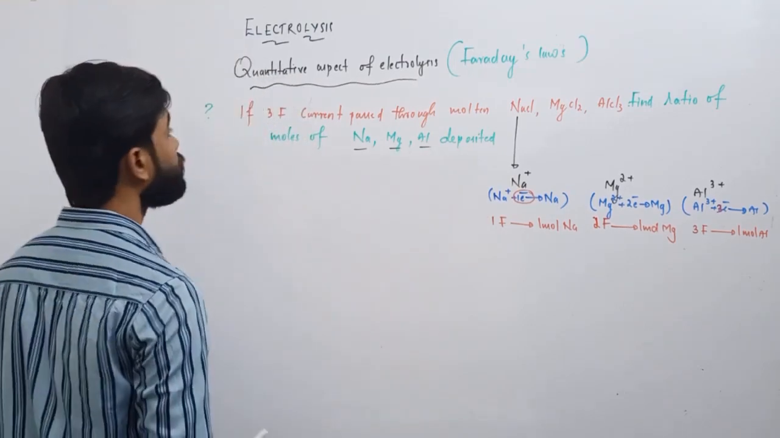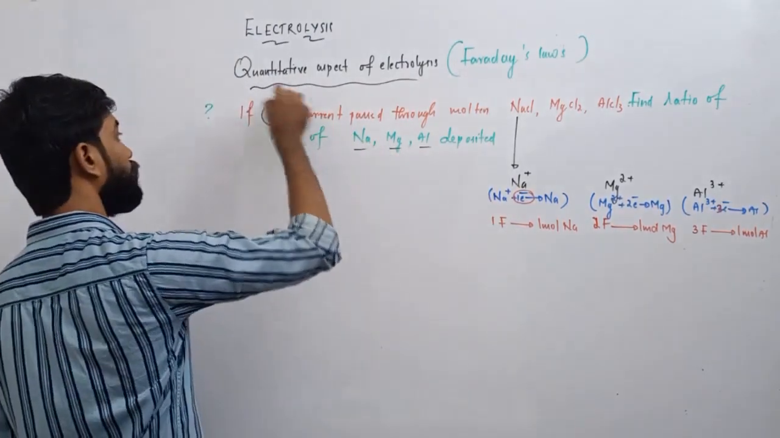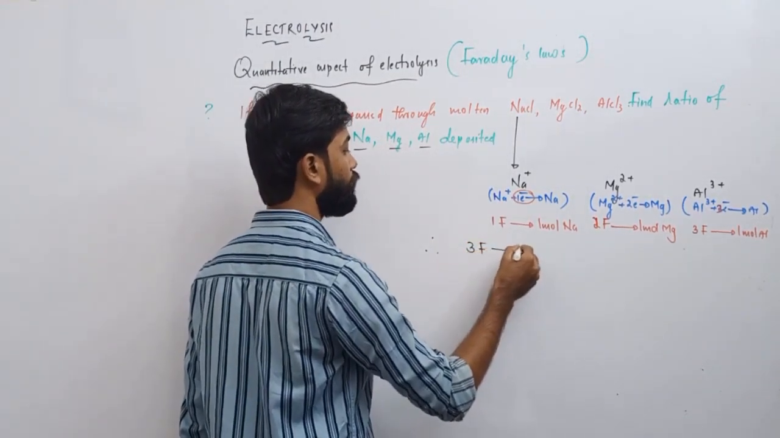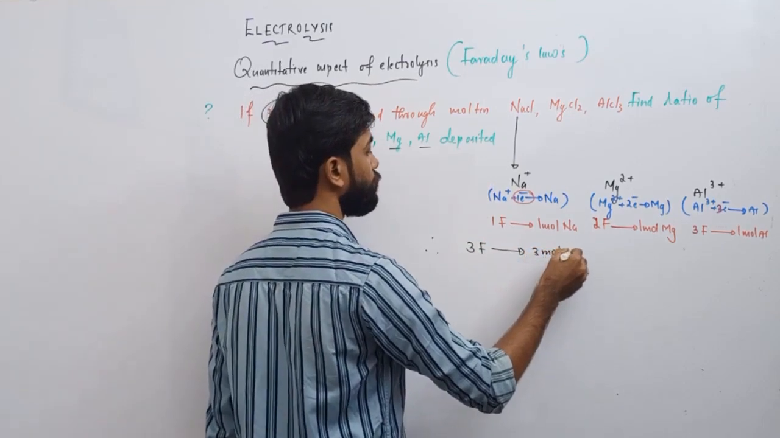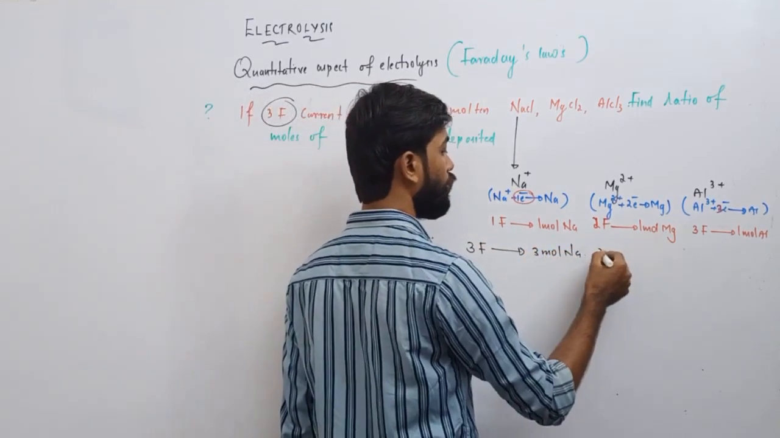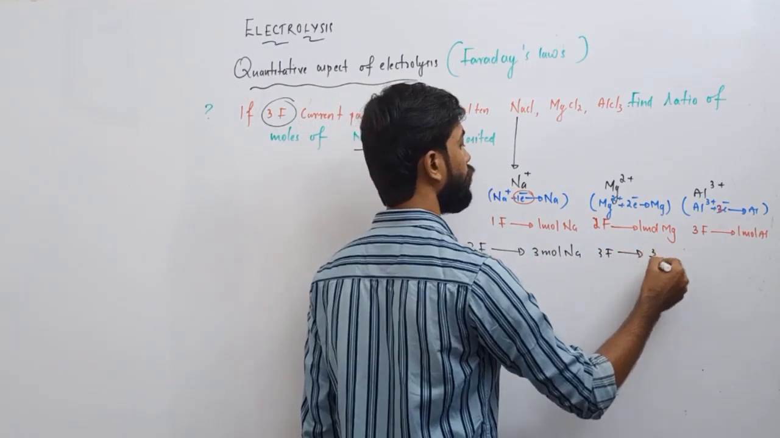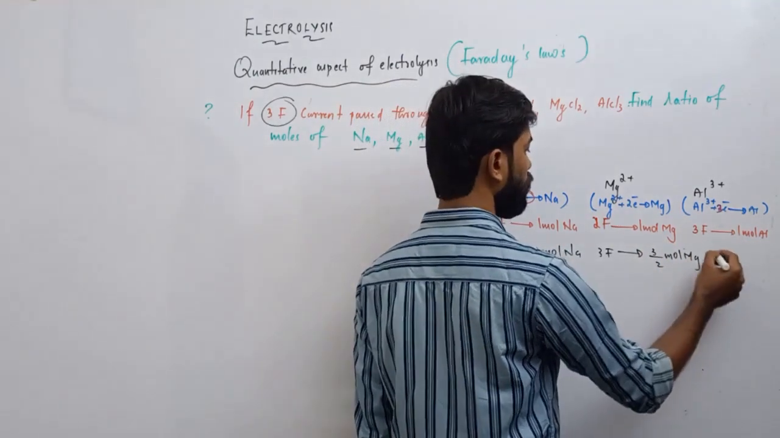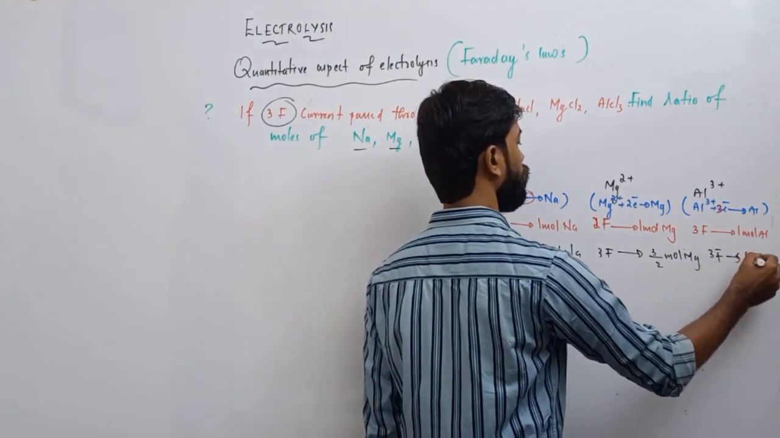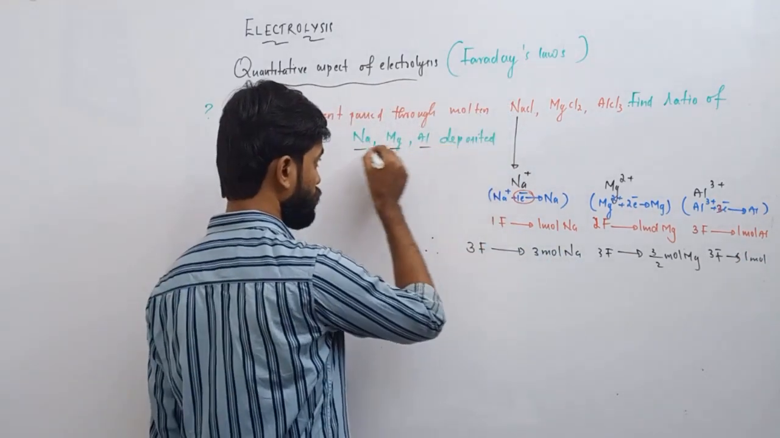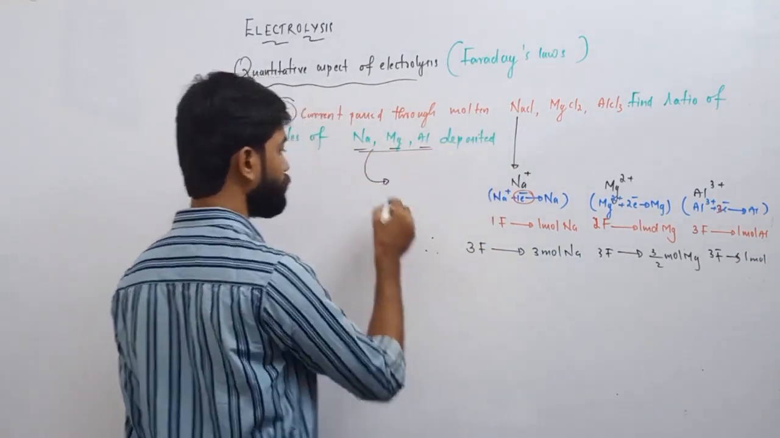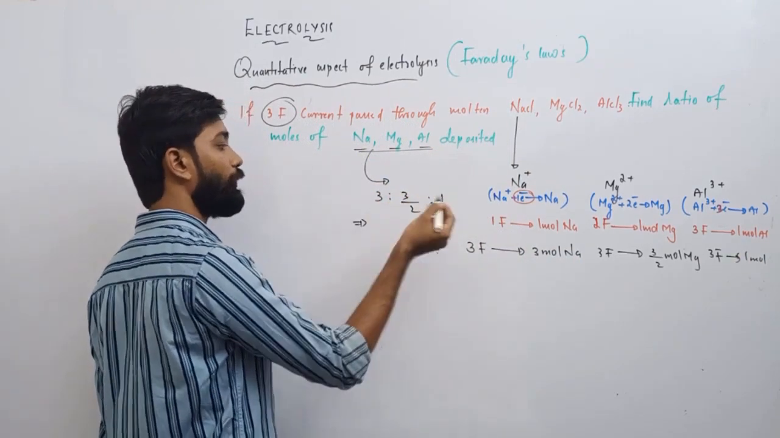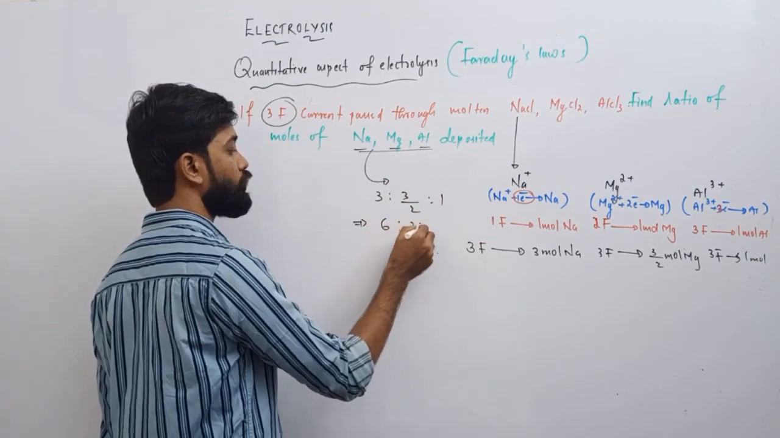Okay, but what we supplied is 3 farad. Therefore, what will be the value for 3 farad? 3 farad, 3 mole sodium. For 2 farad, 1 mole, then 3 farad, 3 by 2 mole magnesium. For 3 farad 1 mole, we are also giving 3 farad, so 1 mole. So the ratio of moles will be in the order 3 is to 3 by 2 is to 1. If you multiply all by 2, it is 6 is to 3 is to 2.